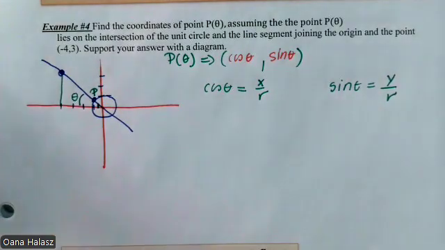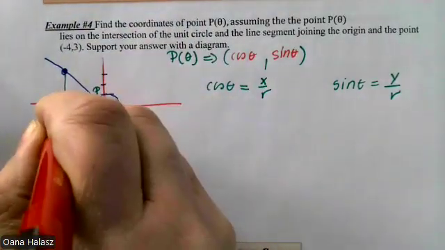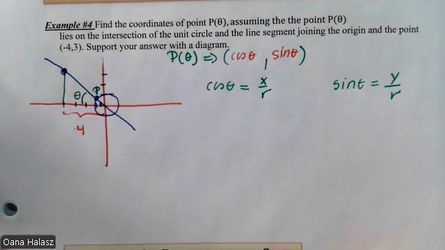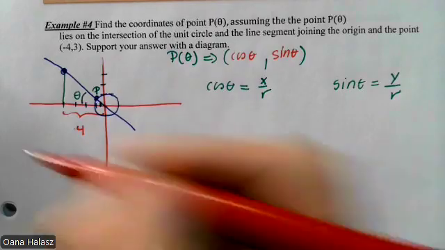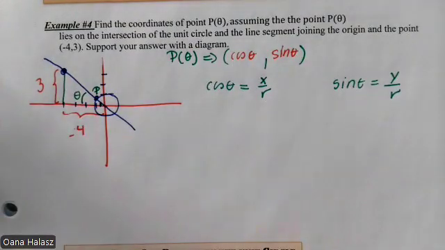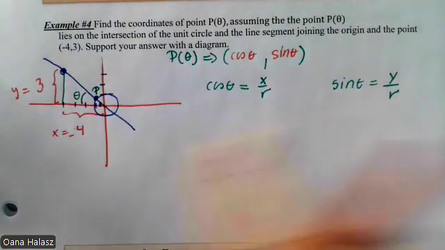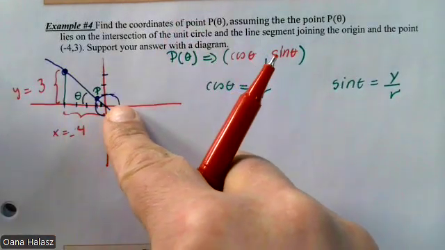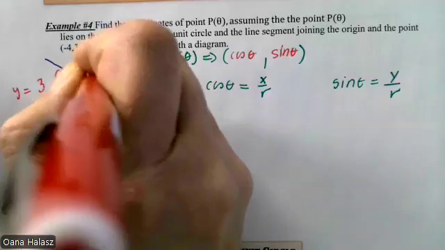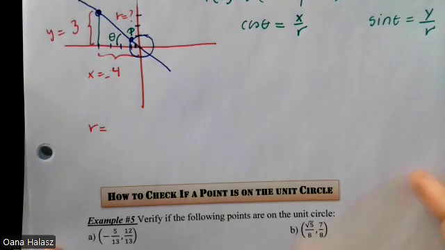Looking at my diagram and my point, -4, 3, I know the value of x is 4, or -4 if you want to keep the sign, it doesn't really matter. And I know the value of y is 3. That's x and that's y. If I want to use these formulas, I also need to know the value of r, the hypotenuse of this right angle triangle. What I'm missing is r. What is r equal to? 5, that's right.